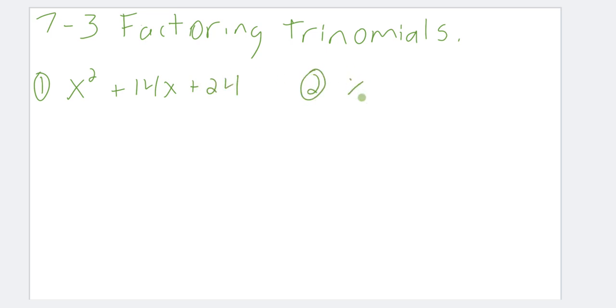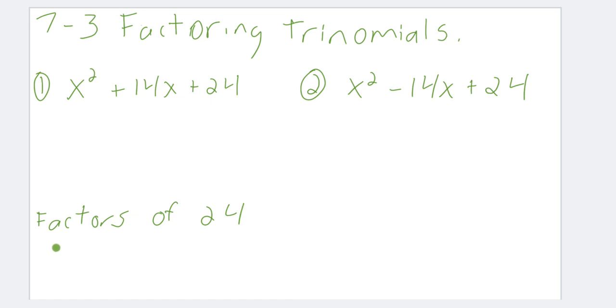Our second one, we'll go with x squared minus 14x plus 24. All right, so in both situations here, we're going to be looking for factors of 24. So in all these problems, it's that c term. We talk about x squared plus bx plus c being our constant. It's that c term that's going to drive all these problems, okay? So we're looking for factors of 24 that have a sum of 14.